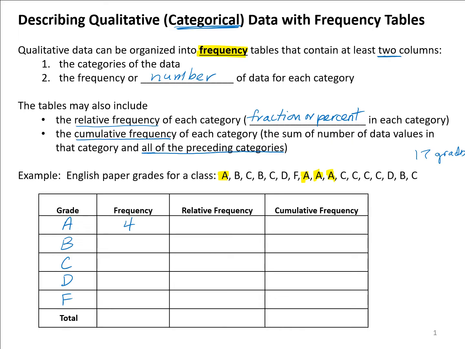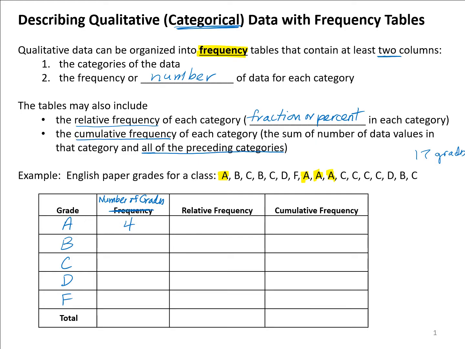Now, frequency, again, is just a general term. A better way to say this in the table instead of saying frequency is you would say number of grades. Let's actually describe what this frequency is about. Number of grades for that category. So number of grades would be a better way of saying that. So there are 4 A's.